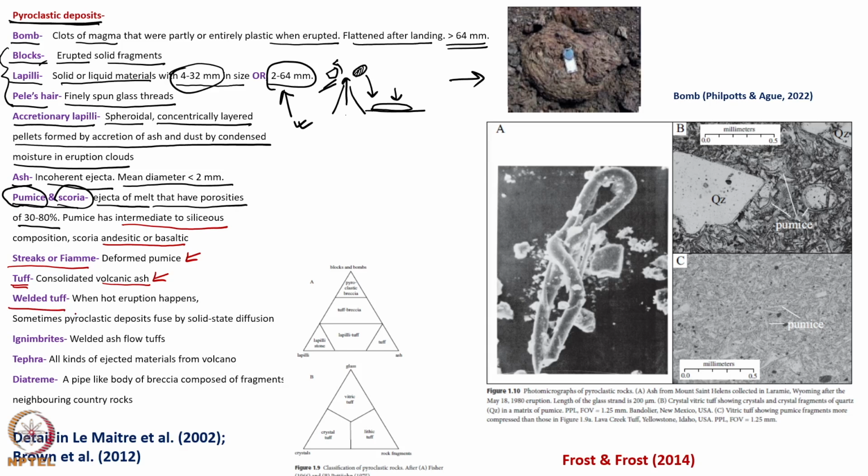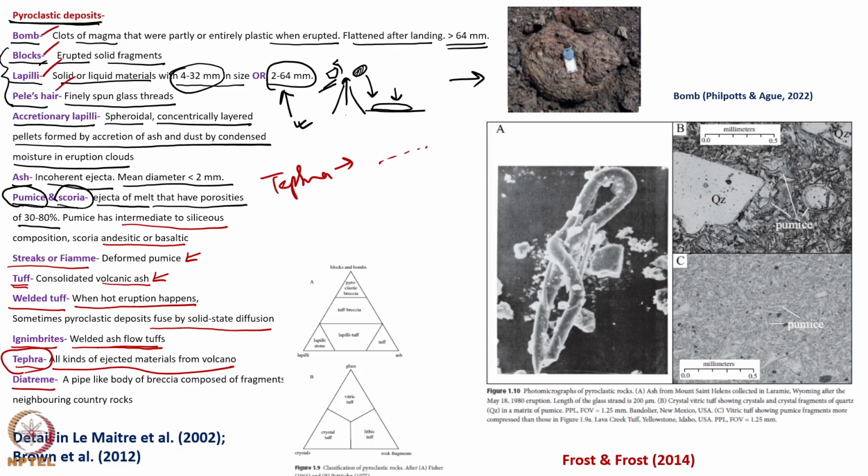Welded tuff, this is the same as what I was saying when hot eruption happens. Sometimes pyroclastic deposits fuse by solid state diffusion. Ignimbrites are the welded ash flow tuffs. Tephra is all kinds of ejected materials from volcanoes. So, tephra is the most general term, and within tephra will be all these terms: bombs, blocks, lapilli, pellets, etc.